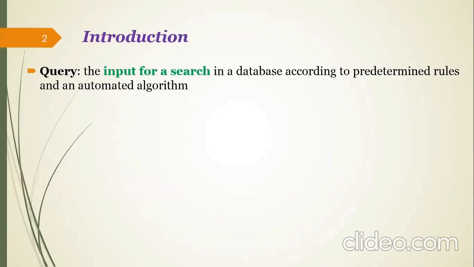And for sequence alignment, we first have to go through different terms which are used in bioinformatics. The first one is query, and query is the input for a search. When we need to search something, we have to ask some question from the databases, the information banks. So we have to have some input against which we will require the information, and that input for a specific search is the query. It is defined according to predefined rules and an automated algorithm. So the query is the input of a search.